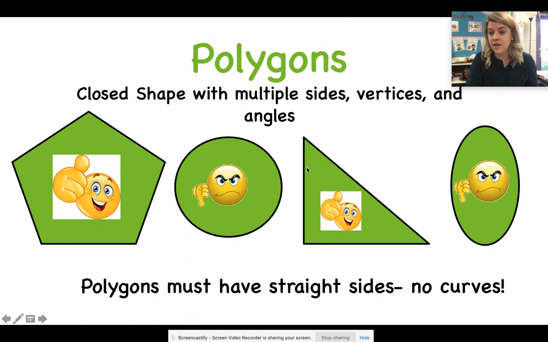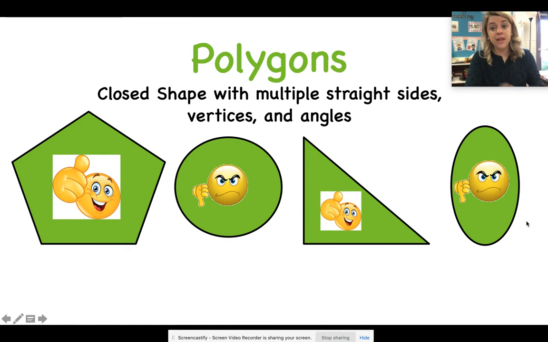A triangle is a polygon. It has straight sides, multiple sides and angles, and it is closed. It's a polygon. Our oval is not a polygon because it has curved sides. Okay, so we know a polygon is a closed shape with multiple straight sides, vertices, and angles.